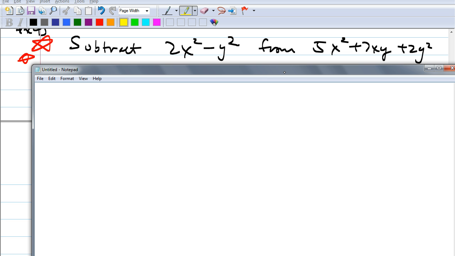Aaron, it should be what? It should be 5x squared plus 7x plus 2y squared minus 2x minus y. That's right. It's the second polynomial minus the first. Isn't that right? Because think about it. If I say subtract 2 from 5, do you do 2 minus 5 or do you do 5 minus 2?